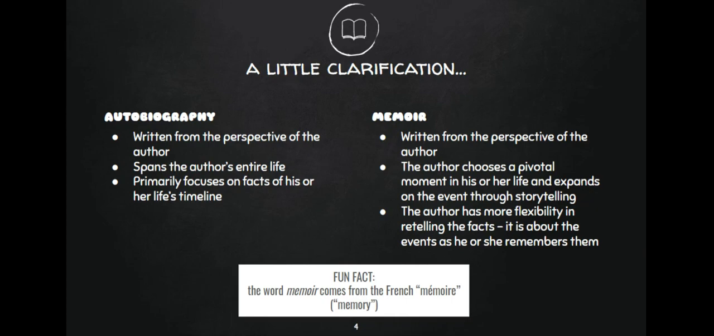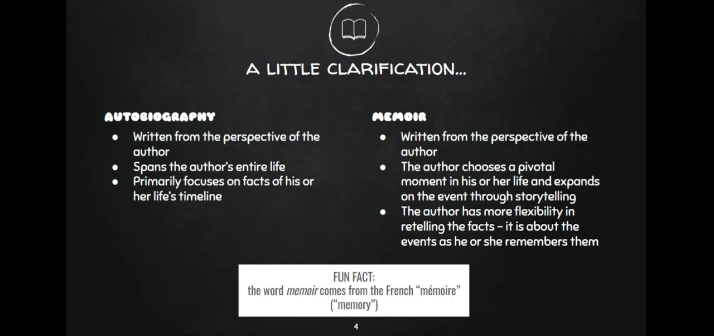An autobiography, if you look on the left-hand side here, is written from the perspective of the author. That's the same as a memoir on the right-hand side. An autobiography, though, spans the author's entire life, whereas if you look on the right, a memoir looks at one piece of the author's life, a pivotal moment, and then expands on that event or person or relationship through storytelling. So an autobiography is the entire life. A memoir is just a section of the author's life.